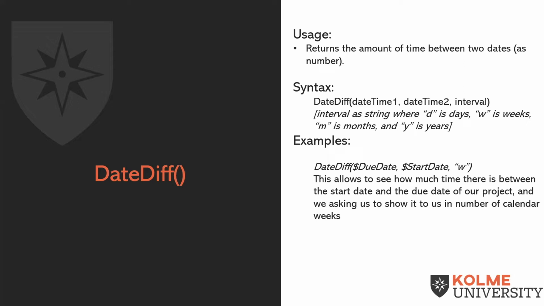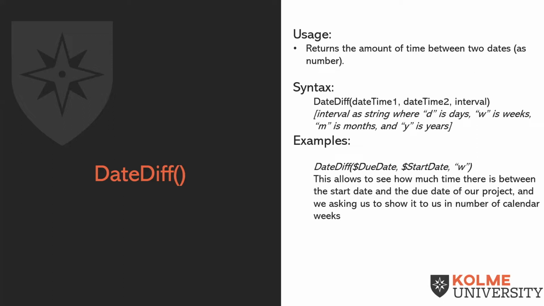Exactly. So if you look at the syntax, you have date time 1, date time 2, and then the third parameter is interval, where you'd put in D for days, M for months, W for weeks, Y for years. This allows you to see how much time there is between, for example, a start date and a due date of a project. And in the example shown right there, we're asking it to return calendar weeks.